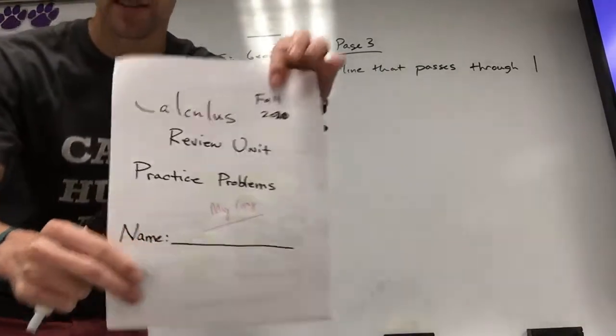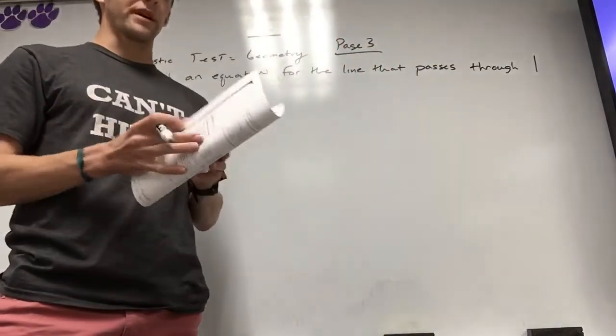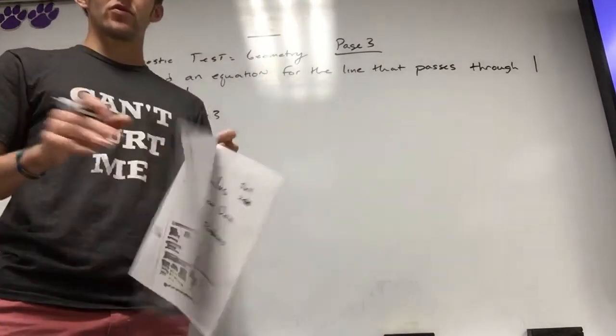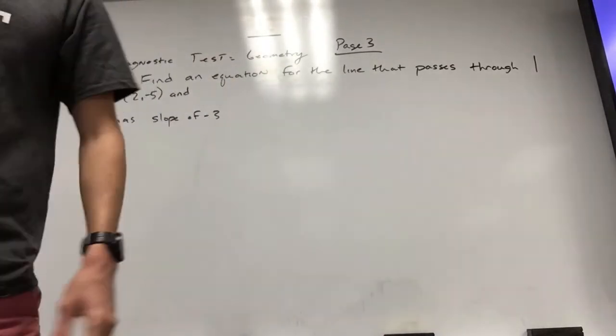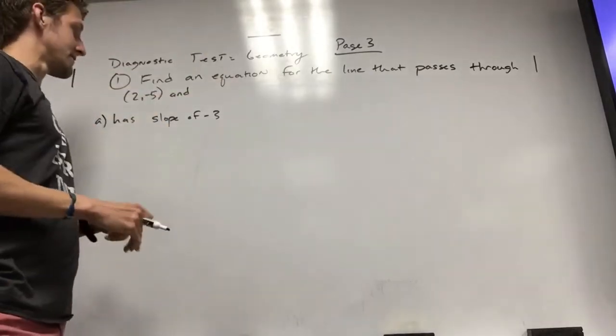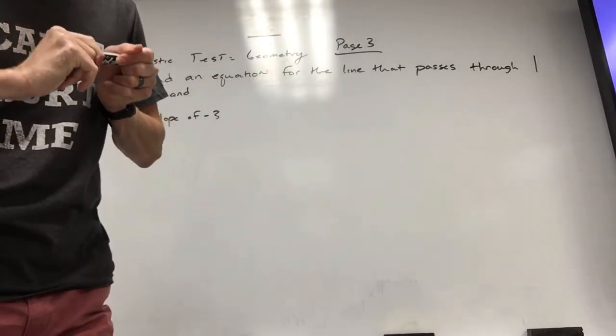Anyway, we're talking about this right here, calculus review unit, Fall 2020 practice problems. This is page 3 at the bottom. So probably won't be able to talk either if you're in group A or B or fully remote. Obviously, then I won't be able to talk about it with you in person. So we're going to start with number 1.